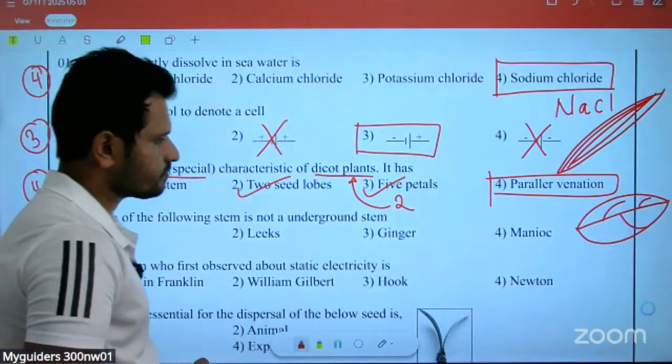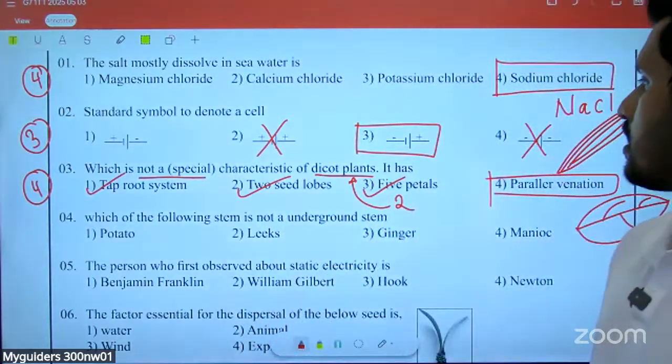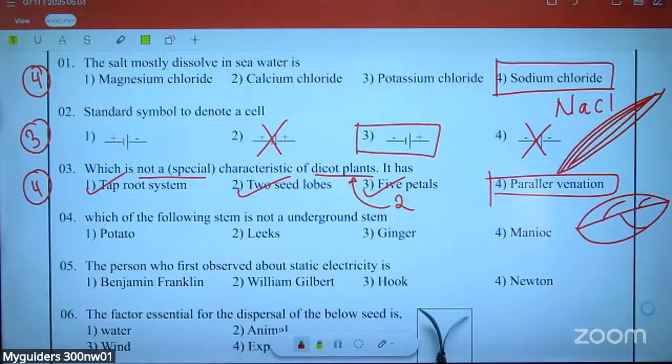Right. Next one. Which of the following is not an underground stem? Asking about underground stems. The question asks about underground stems. So what would be the answer here? Right? Underground stems. Now look at the manioc. Manioc means a kind of underground stem.